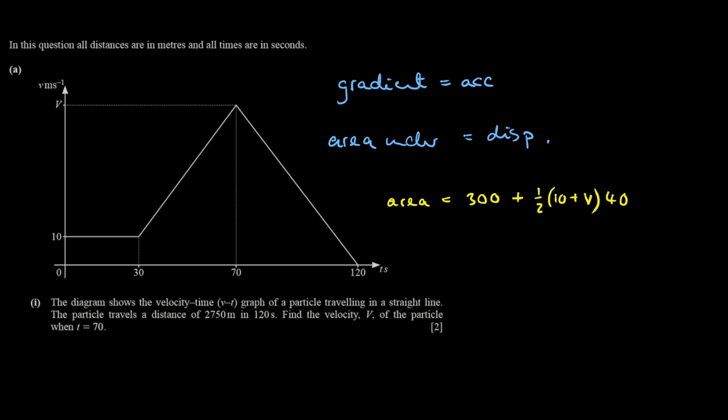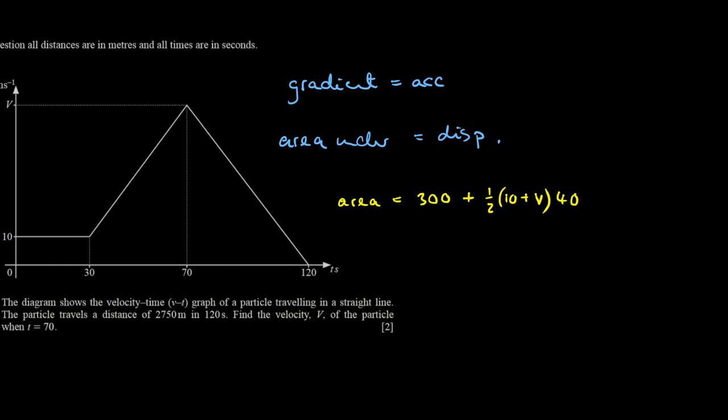And then we've got the area of this triangle, which is going to be a half of this height times this base. So it's going to be a half of v times 50. So I'm going to write that down there. Plus a half v times 50.